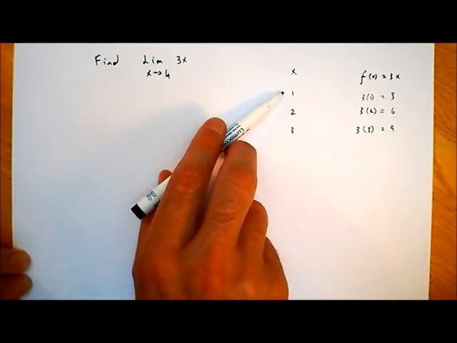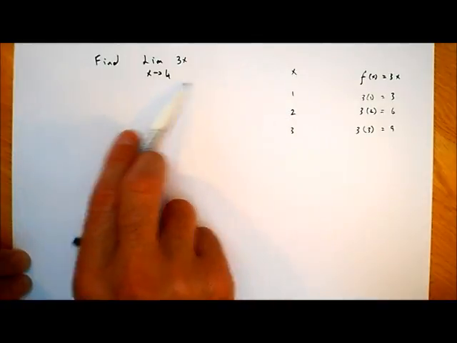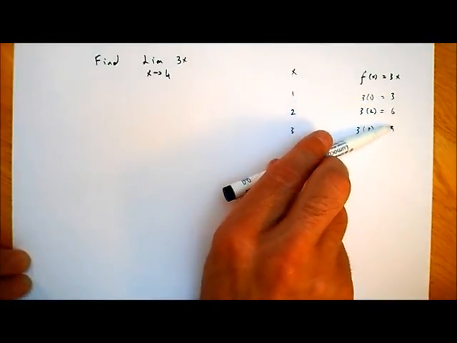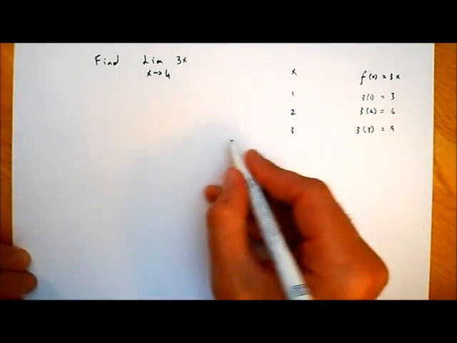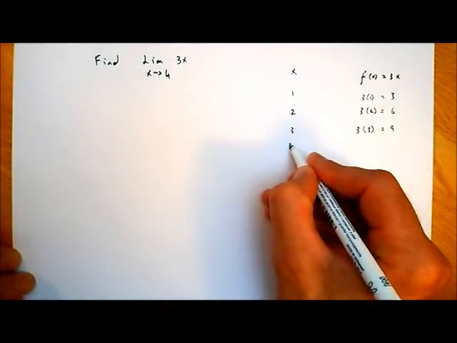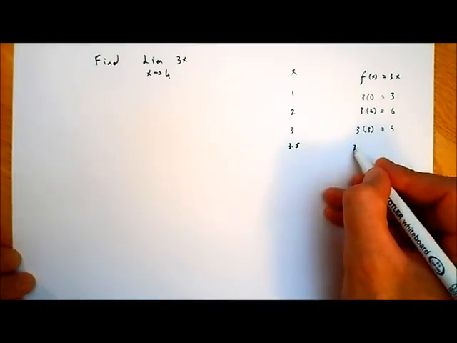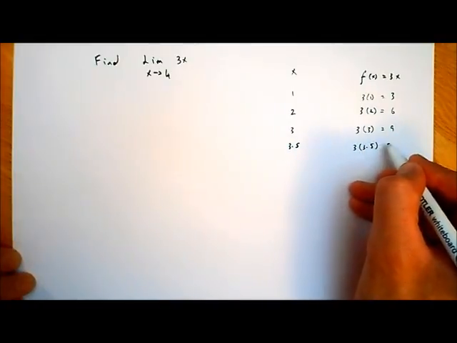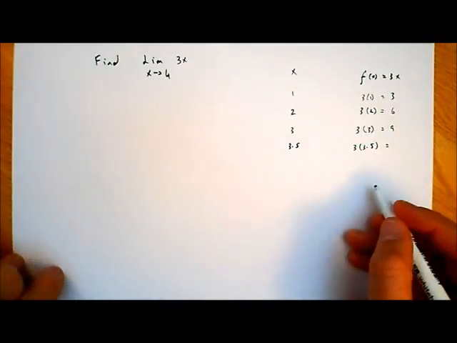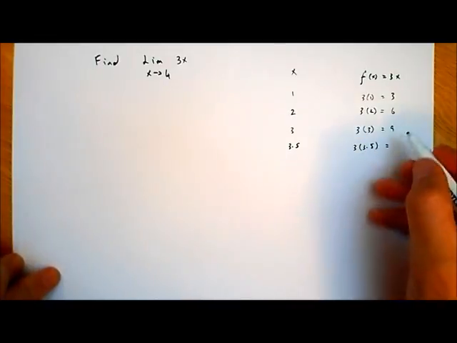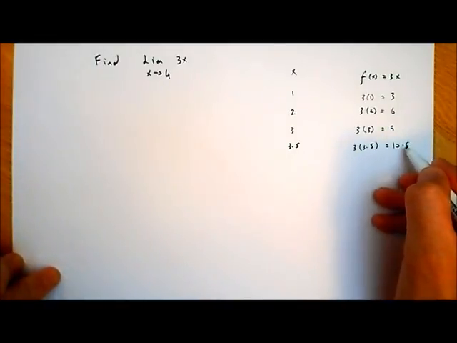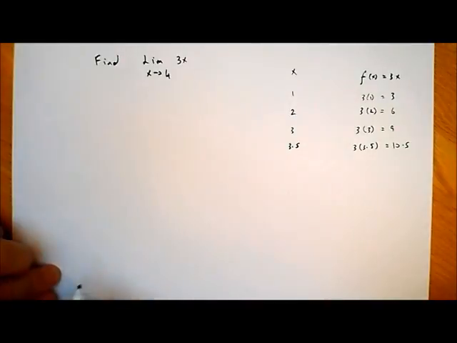So you can see as the values are getting closer to 4, as they're increasing, the value of f of x also increases, but what does it get really close to? Let's fill in 3.5. When x is 3.5, 3 by 3 is 9, 3 by 0.5 is 1.5, so that'd be 10.5. So we're getting closer to something. Let's work the other way.